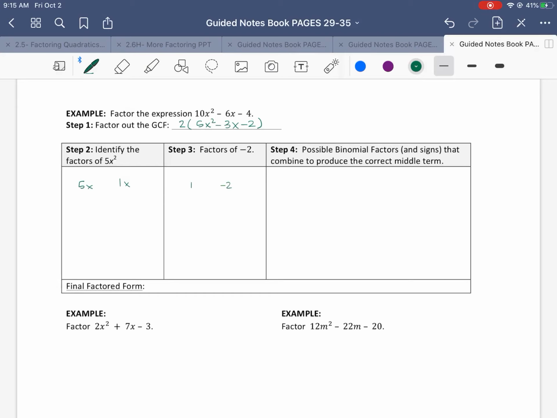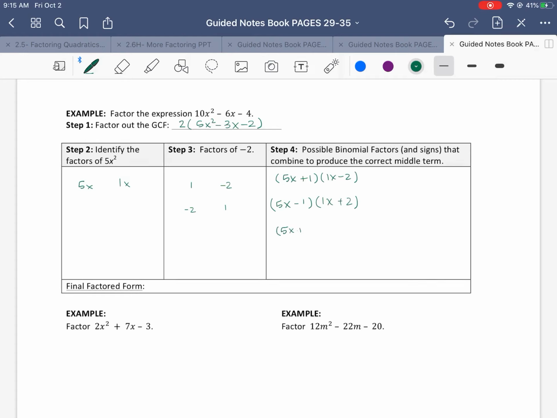Factors of negative 2 would be like 1 and negative 2, or negative 2 and 1. So those are the ones that we could look at there. So there's a couple different options here. Either we have that 5x plus 1 and 1x minus 2. That's an option. Or we have the negative 1, we just switch the signs. And I keep writing 1x because I just want you guys to see that's 5 times 1, but you can just write x. So there's a couple options.